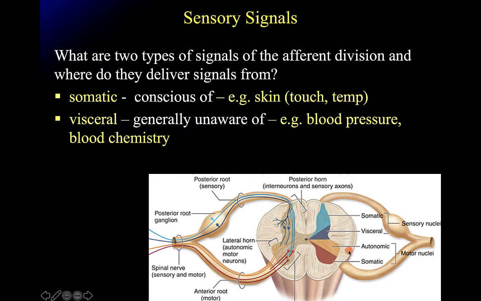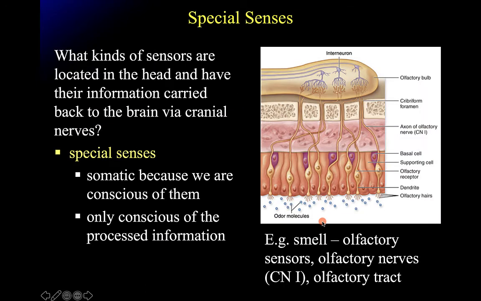Now, as far as this diagram down here, we can tell that both the somatic and visceral sensory information come into the posterior horn of the spinal cord, so they are going to roughly the same location.